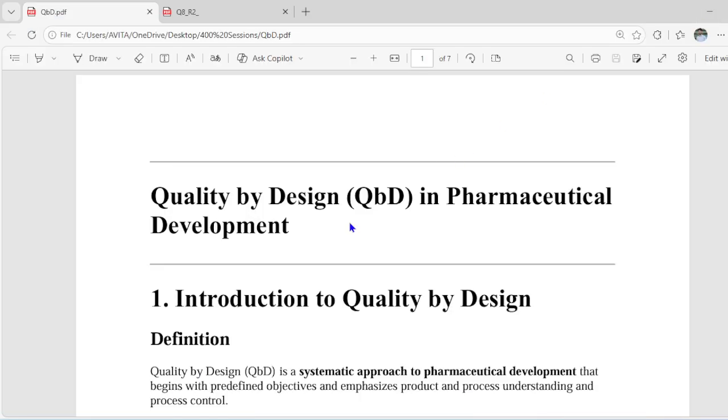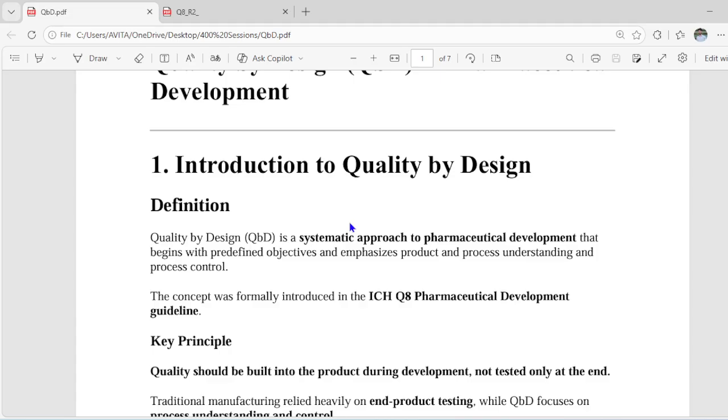Hi all. Our today's topic of discussion is quality by design, abbreviated as QbD, in pharmaceutical development. So we are going to start with the introduction of this topic. It is defined as a systematic approach to pharmaceutical development that begins with a predefined objective and emphasizes product and process understanding and process control. The concept was formally introduced in ICH Q8, that is the Pharmaceutical Development Guidelines.